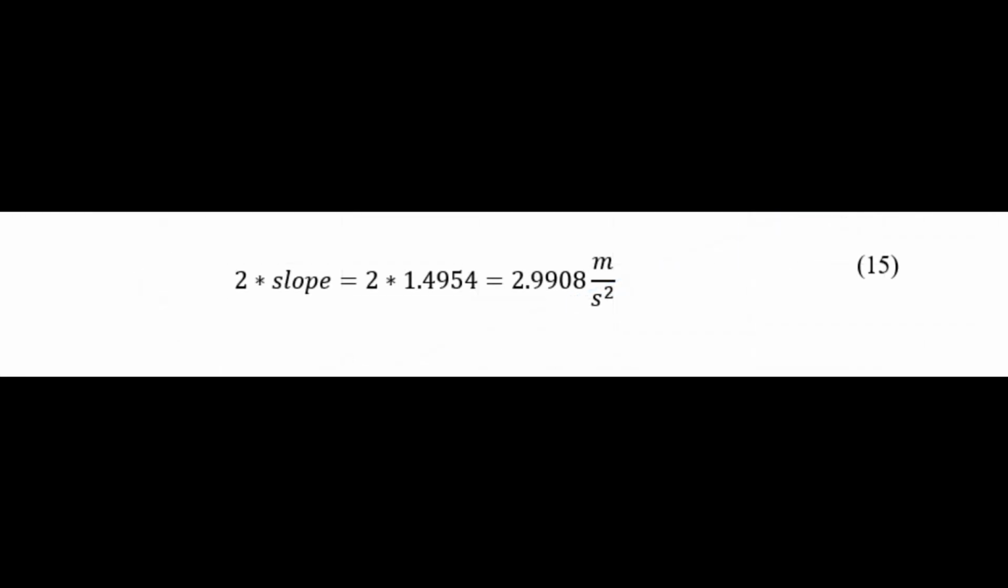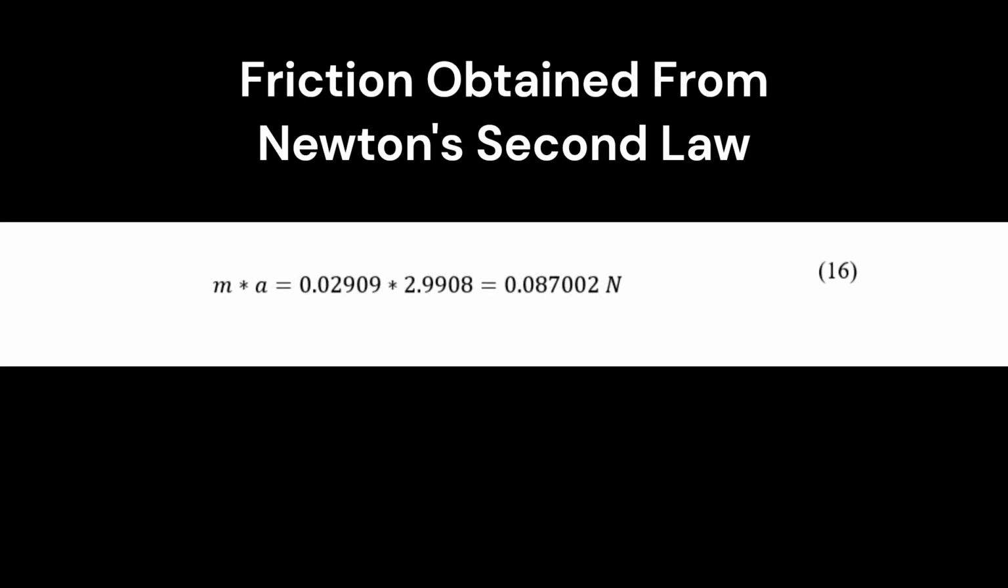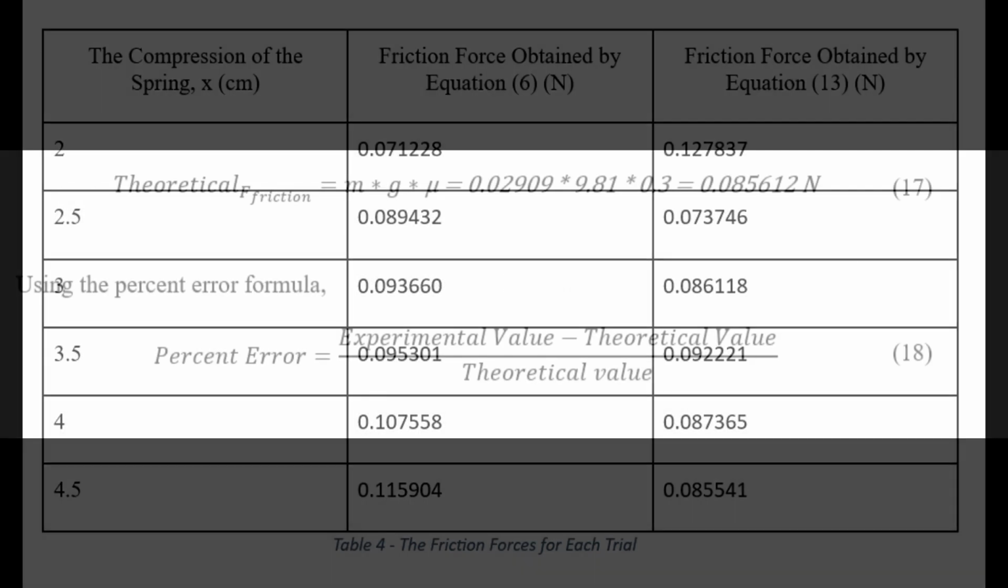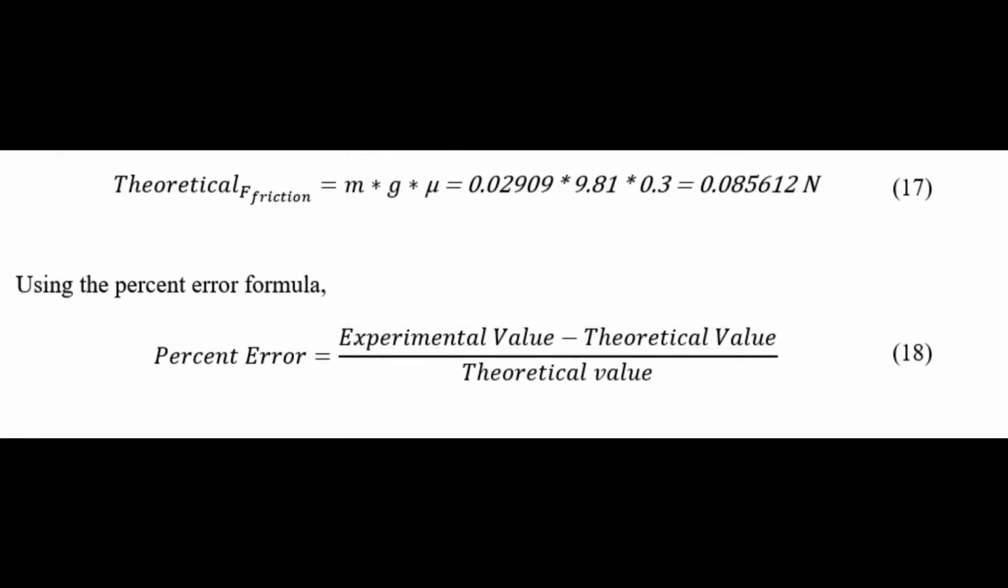Therefore, I multiply the slope by 2 and get the acceleration. From Newton's second law, the friction force is approximately 0.087 newtons. You can also see individual values of friction I've found for each trial here. By using the theoretical value of friction between wood and wood, which is the closest theoretical value I could find, I find percent error in my experiment.